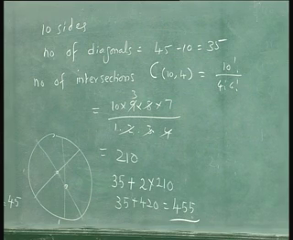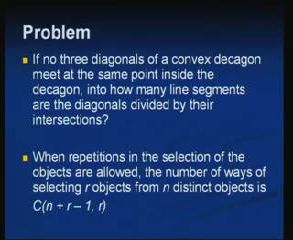The next we will consider one more method. When repetitions in the selection of the objects are allowed, what is the number of ways of selecting R objects from n distinct objects? Of course, we are not considering non-distinct objects, we are considering distinct objects. When repetitions are allowed, the number of ways of selecting R objects from n distinct objects is given by C(n plus R minus 1, R). How do you get this?